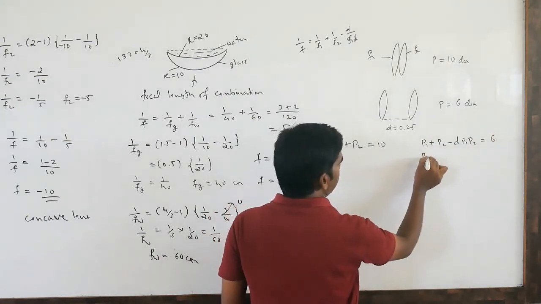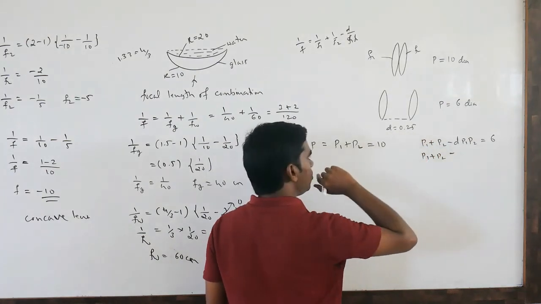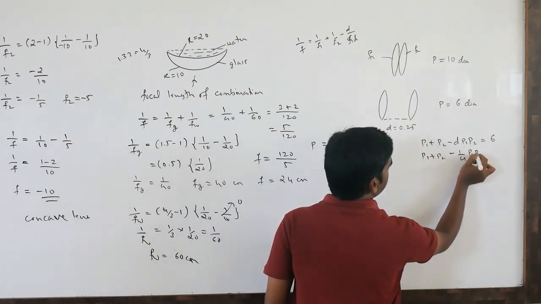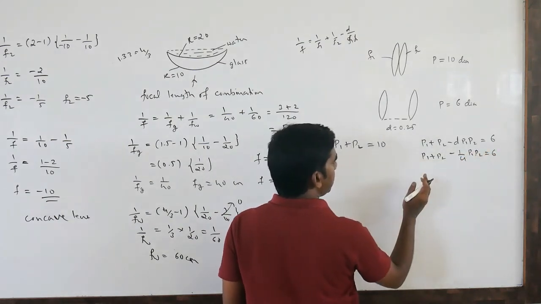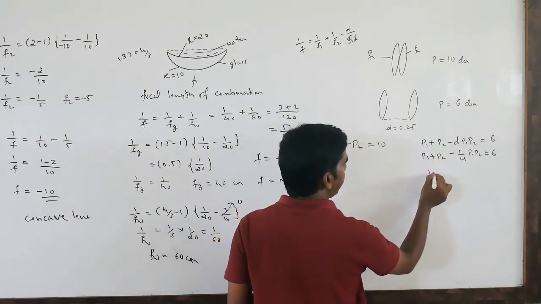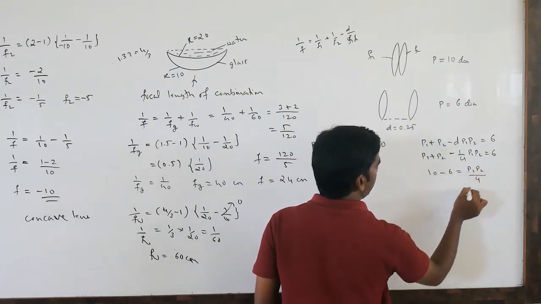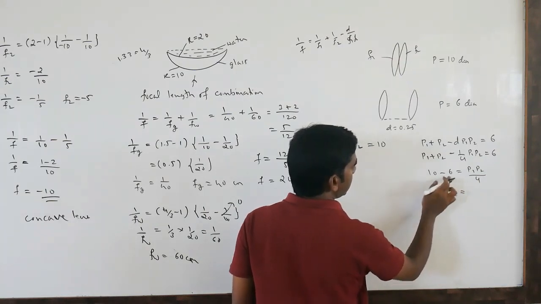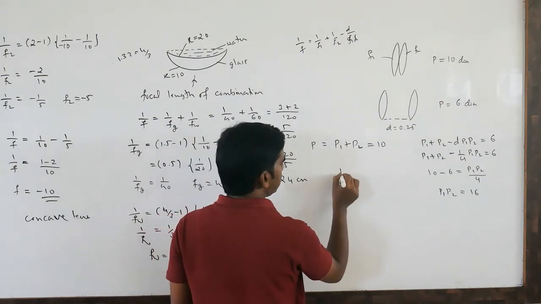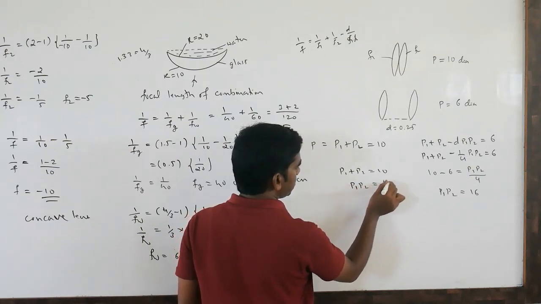Okay. So P1 plus P2 minus d, where d is 0.25, shall I take it as 1 by 4. So P1 plus P2 minus 1 by 4 P1 P2 equals 6. Okay. So take 1 by 4 P1 P2 to that side. P1 plus P2 is 10. 10 minus 6 equals P1 P2 by 4. So P1 P2 equals 16. So you got two equations: one is P1 plus P2 equals 10, another is P1 P2 equals 16.